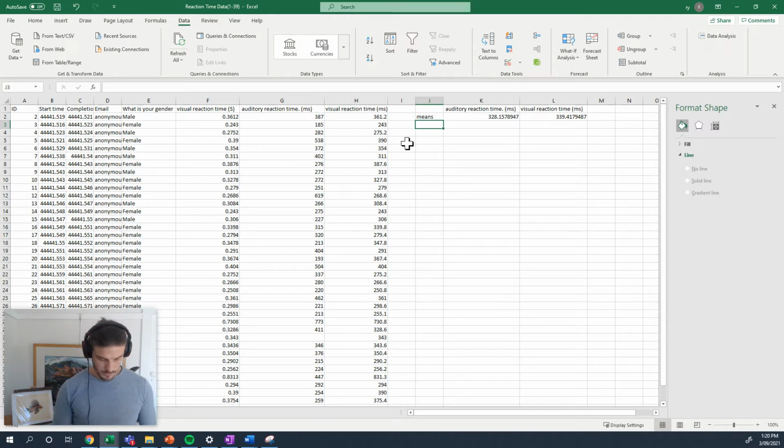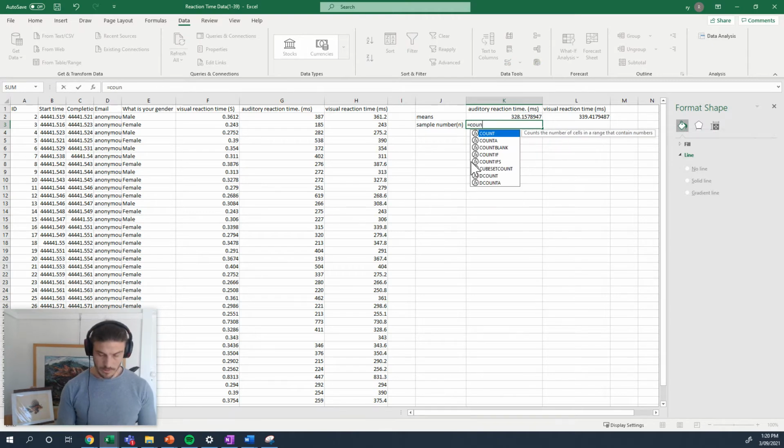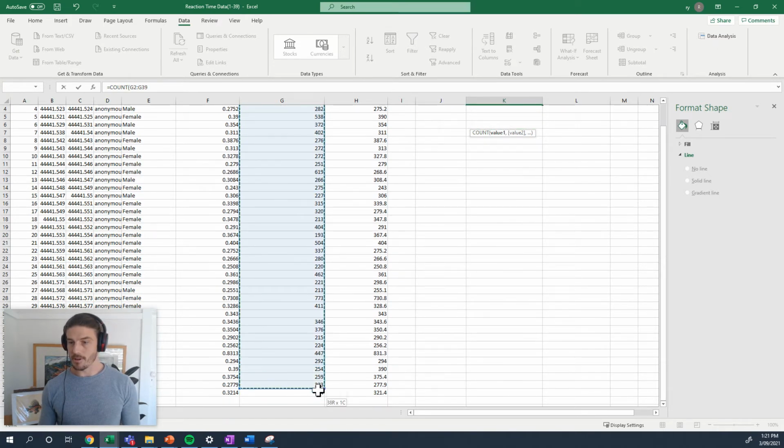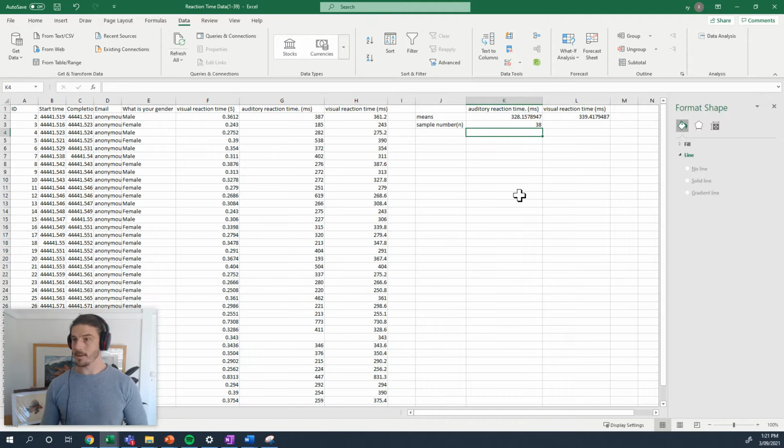What about the number of samples? Sample number is often represented by just n in statistics. So how many samples? Well, there's another calculation to do: equals, and I'm going to do a count. Just type count, double click the count, it opens up the brackets, and I want to count how many samples I have. Okay, G2 to G40, close brackets, press enter, and it's saying I have 38 on there. Now, I can see there's one missing here, whereas there's none missing here.